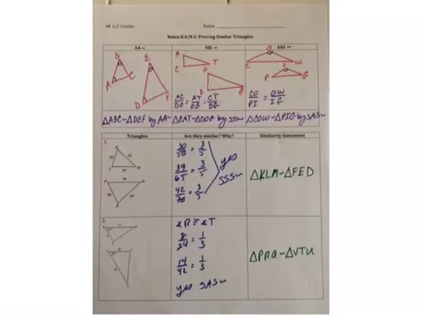All right, so for our examples, we're going to decide which of these we think we're going to try depending on what information we have, and decide if the two triangles are similar or not. If they are similar, we're going to write a similarity statement.